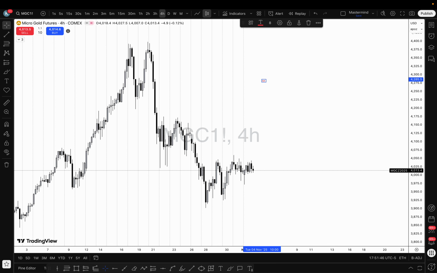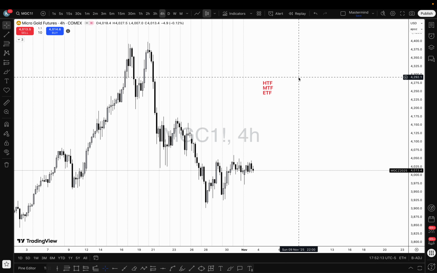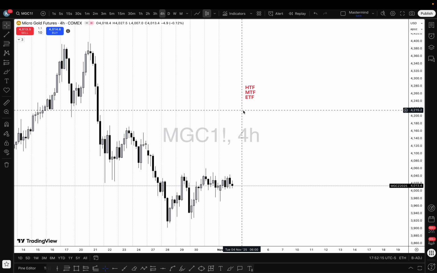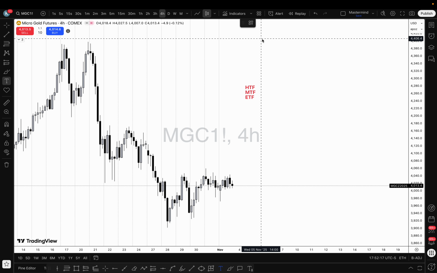So higher time frame, that's just so you could understand the system we're using, right? So higher time frame, lower time frame, and entry. Let's do middle time frame, right? And entry time frame. So this is how the sequence goes.